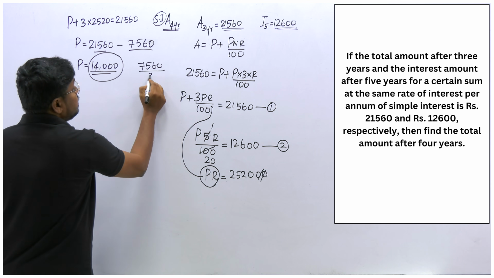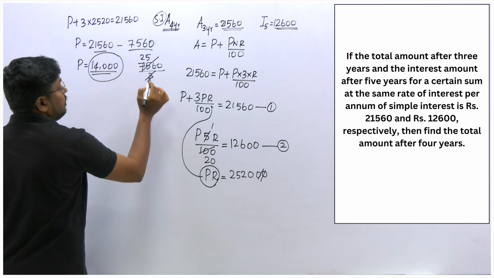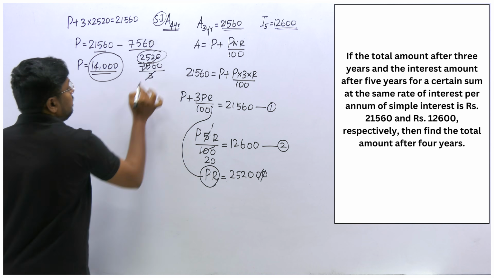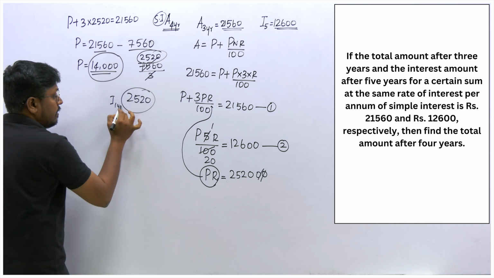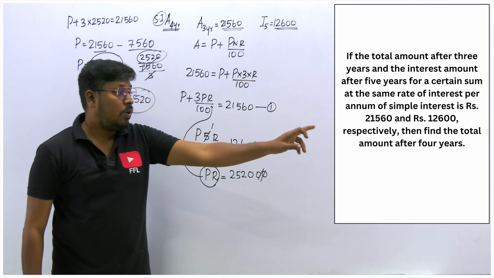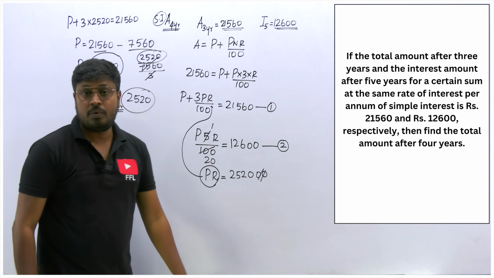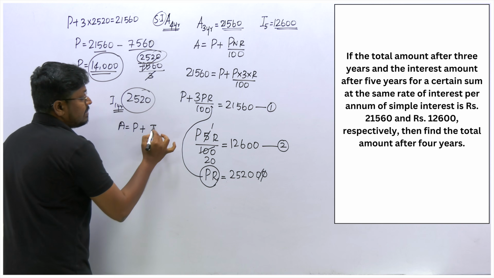When you divide this by 3, 3 2s are 6, 1, 5 3s are 15, 2, 0. So this will be 2520, the interest amount for 1 year. So now according to the question, our target is to find the overall amount, the total amount after 4 years. That means the overall amount we need to find is the principal as well as interest.